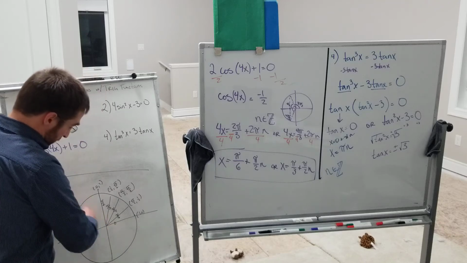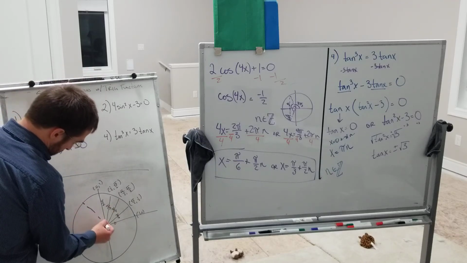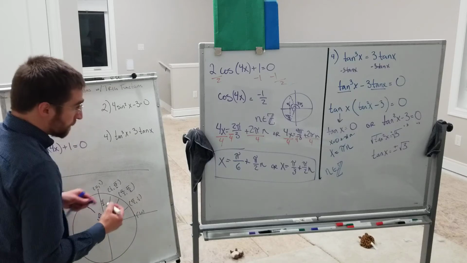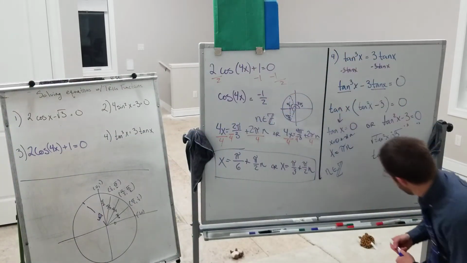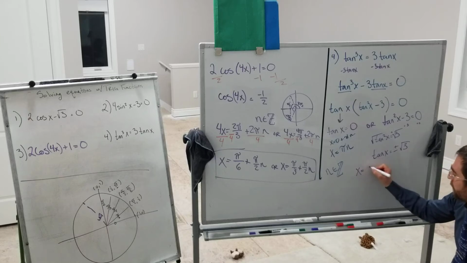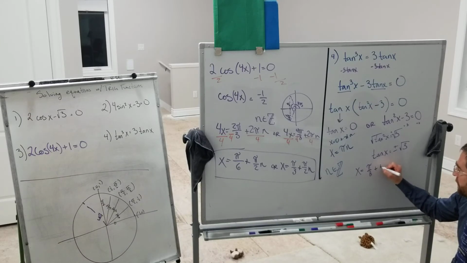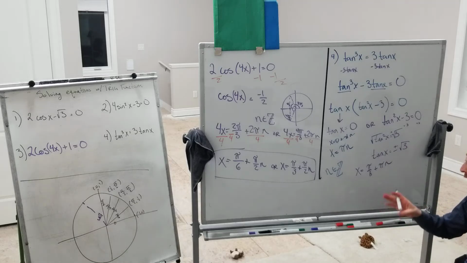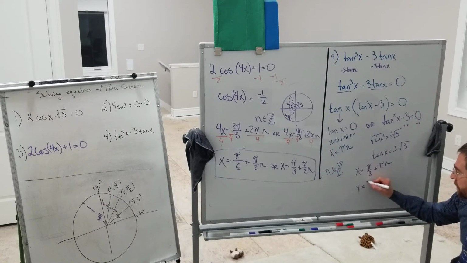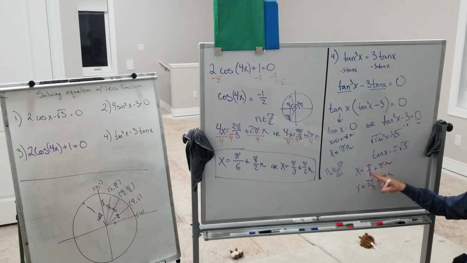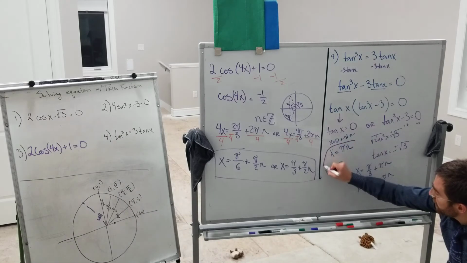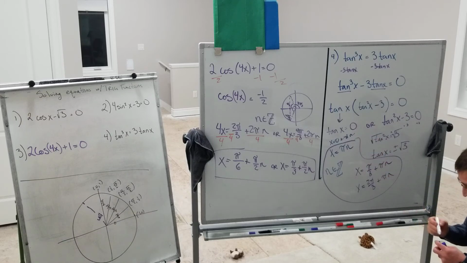And then for a negative root 3, that would be over here at 2 pi over 3. So that's going to give me x equals pi over 3 plus pi n. Remember, it's just pi n because tangent has a period of pi, so it'll repeat every pi. And then x equals 2 pi over 3 plus pi n. This pi over 3 is for the positive root 3. This 2 pi over 3 is for the negative root 3. So this whole thing right here is my final answer.